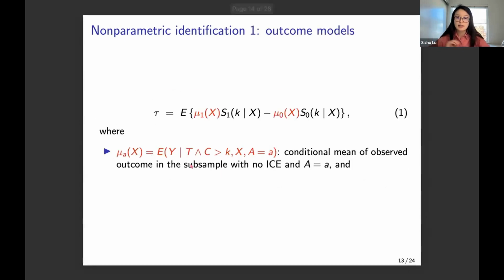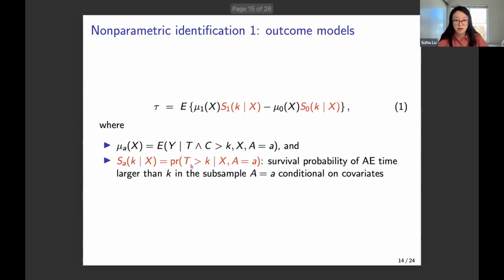The first one corresponds to an outcome modeling. It consists of two parts: the conditional mean of the observed outcome on the subsample with no intercurrent event, and we also need the survival probability of the AE time, the adverse event time, or more generally, the distribution of the treatment informative intercurrent events.